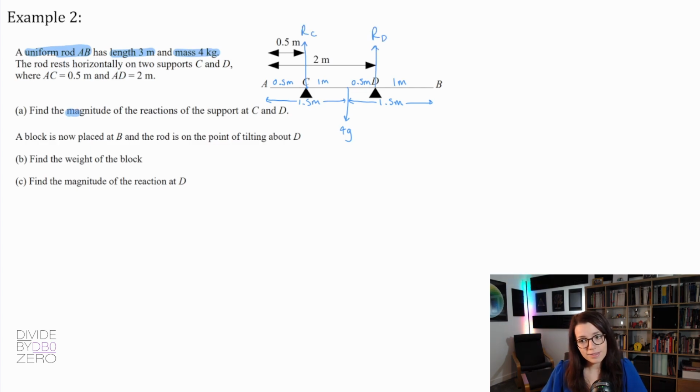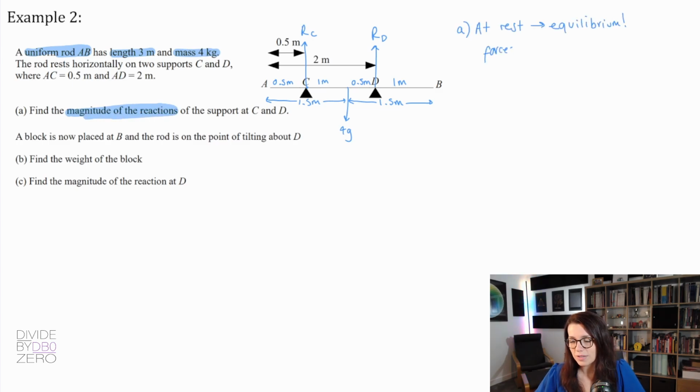Now we want the magnitude of the reactions again. So because the rod is at rest, we're in equilibrium. So once again, we can do forces up equals forces down. So we get RC plus RD equal to 4G. Equilibrium also means that clockwise moments equal anti-clockwise moments.